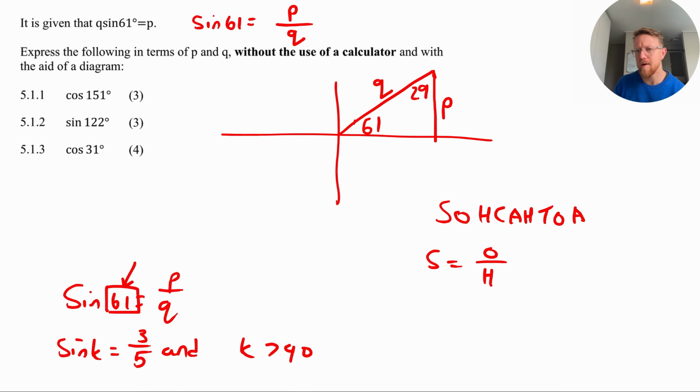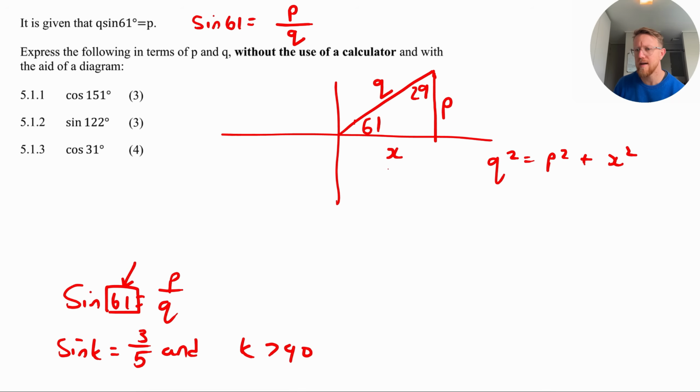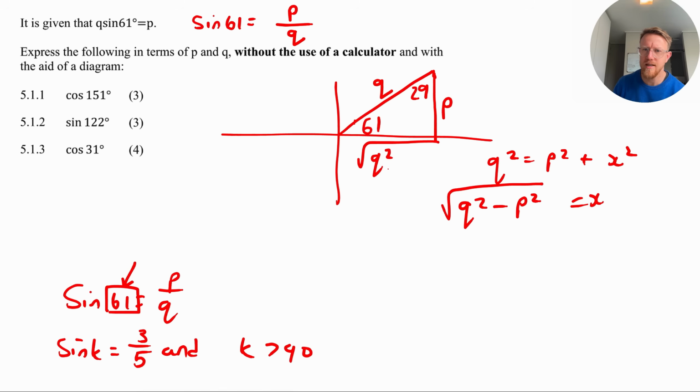And then you would use Pythagoras to find this side over here. So you could say Q squared is equal to P squared plus the unknown squared. So let's just call it X. And then if you had to go solve for X, you would get Q squared minus P squared, and then square root of that. So now we have the triangle complete.